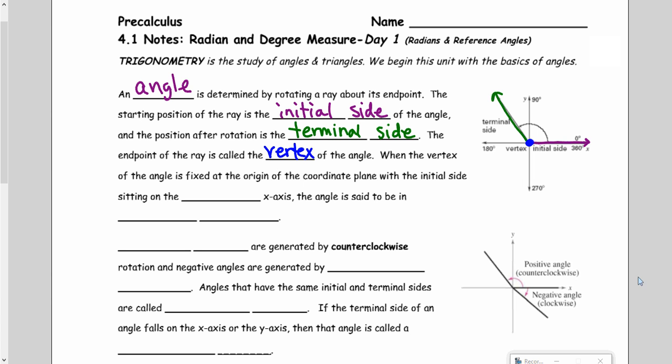When the vertex is at the origin and the initial side is on the positive x-axis, the positive x-axis has to be on that side on the right there, then the angle is in what we call standard position. You'll see that in a lot of directions. If I tell you to draw an angle in standard position, first put your vertex at the origin, draw the initial side on the positive x-axis, and then wait to draw the rest until you figure out how big it is.